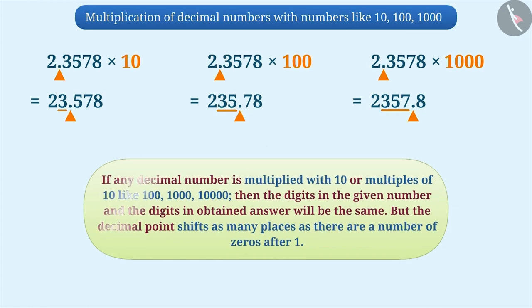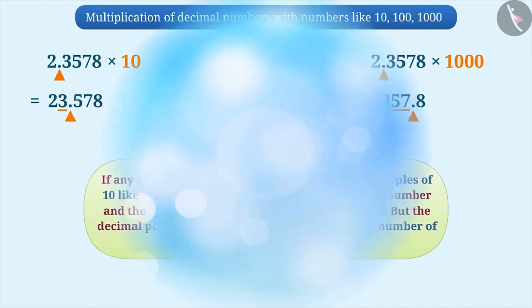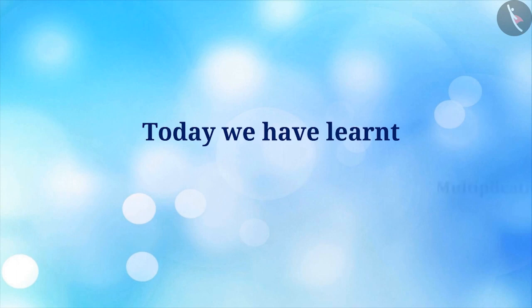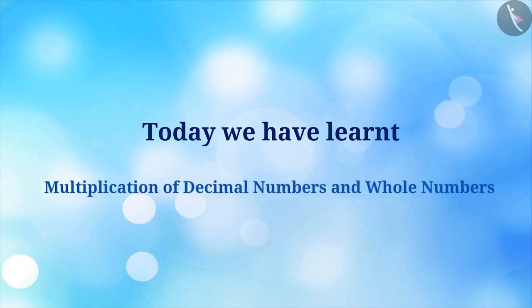Let me explain this. If any decimal number is multiplied with 10 or multiples of 10, like 100, 1000, 10,000, then the digits in the given number and the digits in the obtained answer will be the same. But the decimal point shifts as many places as there are zeros after 1. So, you must have understood the multiplication of a whole number and a decimal number. Today we have learnt multiplication of decimal numbers and whole numbers. In the next video, we will see multiplication of two decimal numbers.